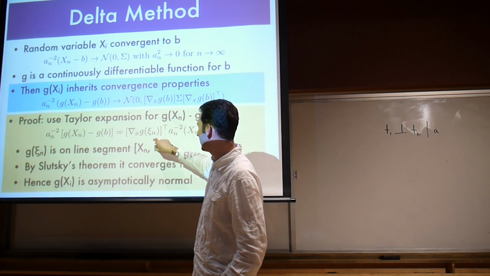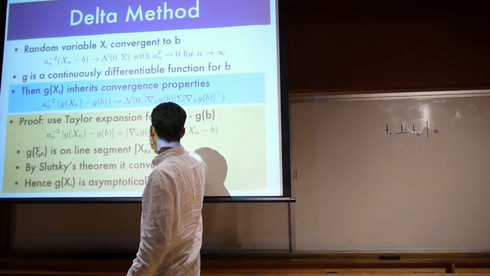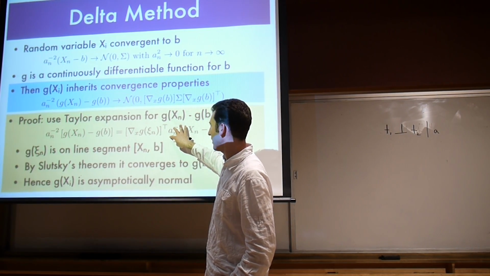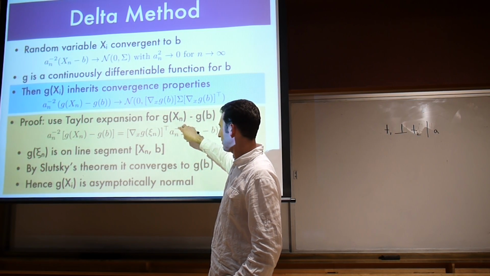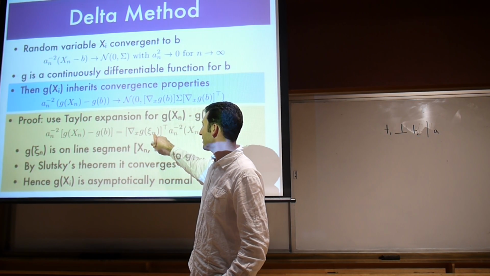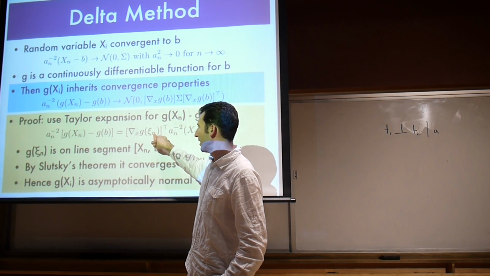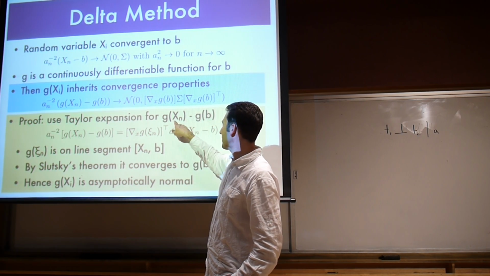Yeah, basically, x_n minus b, the a_n remains as we have it. And now, because of Taylor's theorem, it tells me that this is exact for some psi_n on the line between x_n and b.